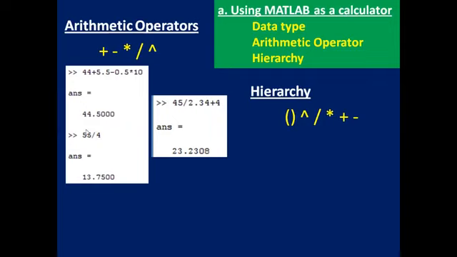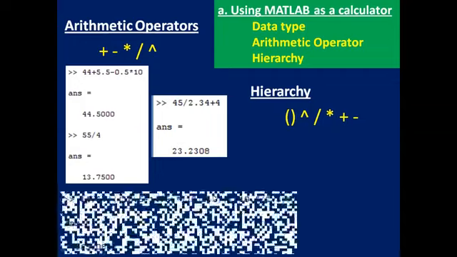Now if you see here, 55 divided by 4, so this is an integer and this is also an integer. Even when an integer is divided by another integer, you will get a float value, because in MATLAB we use the word scalar. Scalar indicates both integer as well as float value. It is not like C programming, where if you divide an integer by another integer, you will get only an integer value. You will not get any float answer. But here you will get the answer in terms of float data type. So this is the arithmetic operator and the hierarchy of the arithmetic operator.